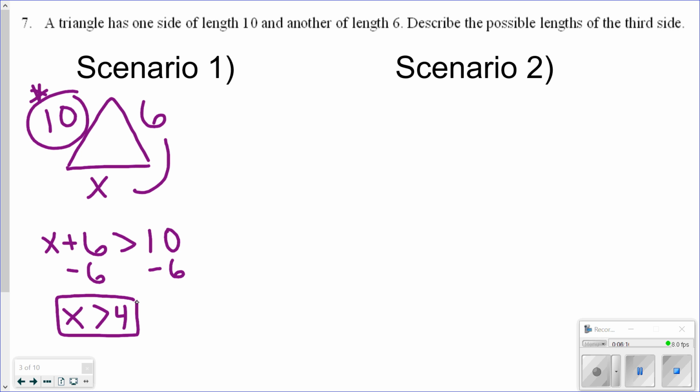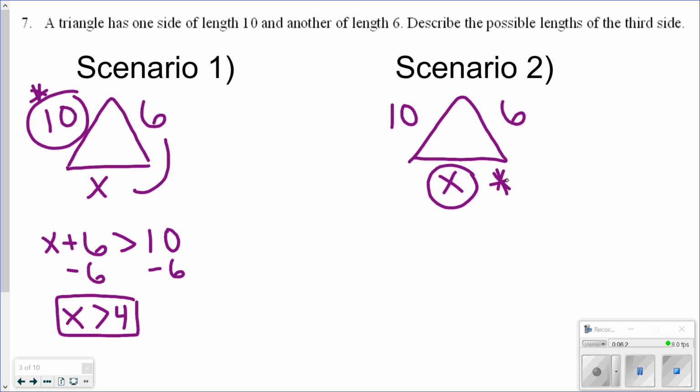Now let's look at our second scenario. So I'm going to redraw my triangle, 10, 6, and X. And in this case, we're going to say that X is the longest side of the triangle. So that means my two shorter sides, 10 and 6, when you add them up, they need to be greater than X. So let's write that down, that 10 plus 6 needs to be greater than X. Well, 10 plus 6 is 16, which is greater than X.